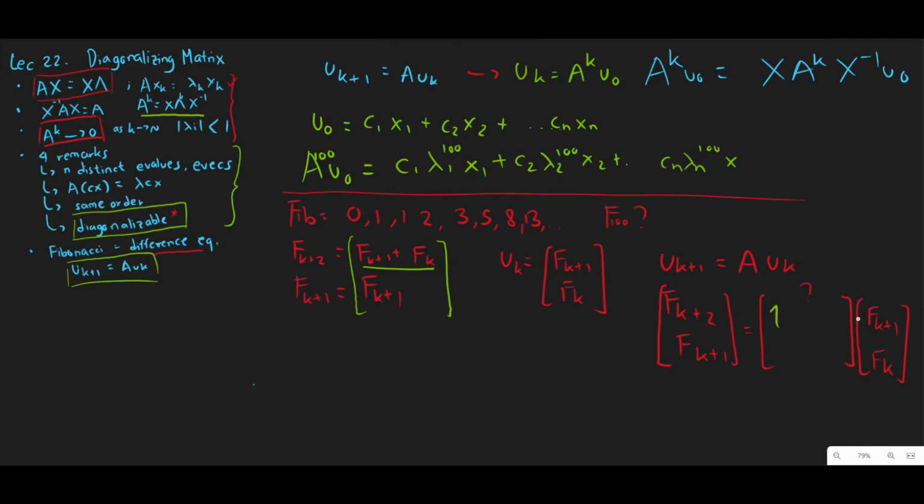f(k+2) is 1 of f(k+1) plus 1 of f(k) only. Okay, so 1 of this, 1 of this, and then f(k+1) itself is just trivial: f(k+1) equals f(k+1) and 0 of this, right? So this is our matrix A, this is our u_k, and this is our u_(k+1). Cool. Now we have our matrix A.